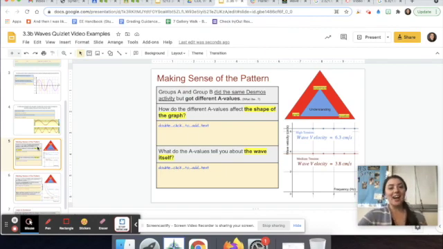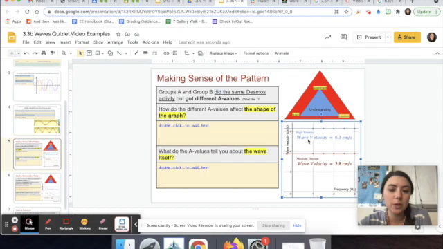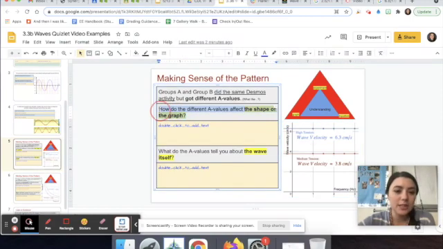All right. So for this one, it's the exact same slide as what is on the quiz, so I'm just going to give some hints. You've got this graph down here, and it's your wave velocity versus frequency graph. And the question is, how do the different A values affect the shape of the graph?